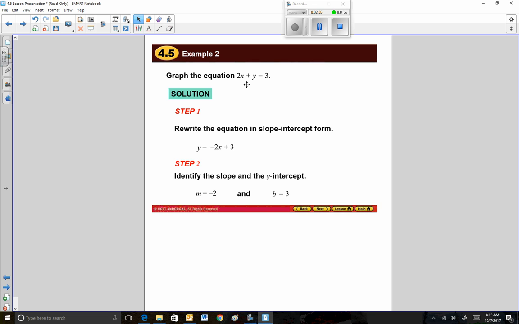All right, graph the equation 2x plus y equals 3. It's in standard form. We need to change it to slope-intercept. So get the y all by itself, and you subtract your 2x. Now your slope is sitting right here. It's -2, and your y-intercept is 3. Once again, slope-intercept. Voila.